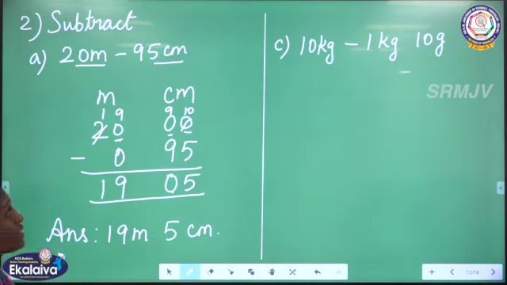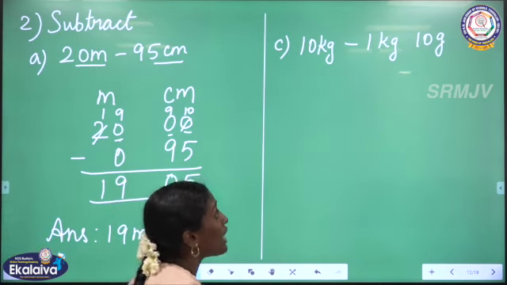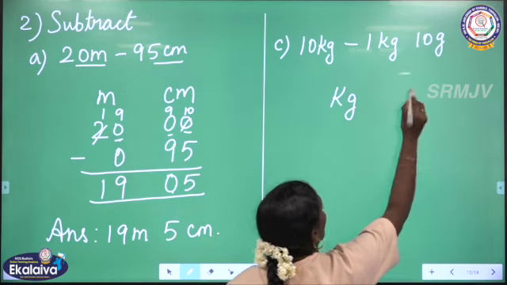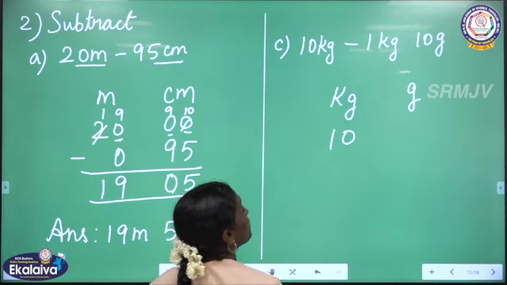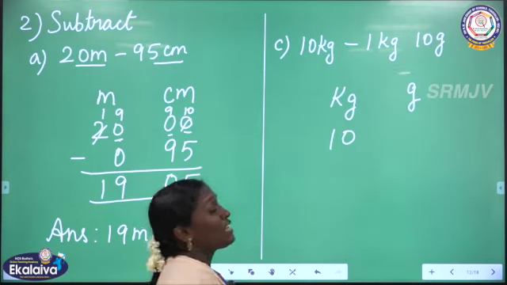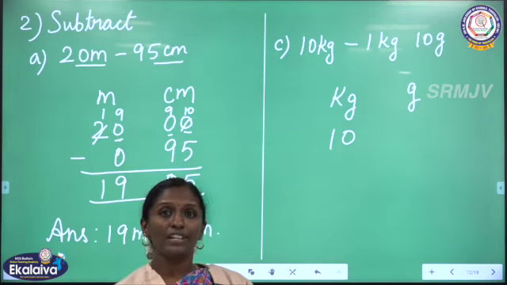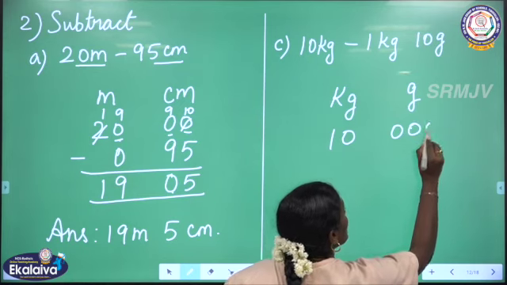Was it clear, children? The next one: 10 kilogram minus 1 kilogram and 10 gram. First we have to arrange it as kilogram and gram. Here we are having 10 kilogram alone. Here there is no gram. While arranging the numbers in kilogram and gram, we need 3 digits in gram. So here we have to put 3 zeros.